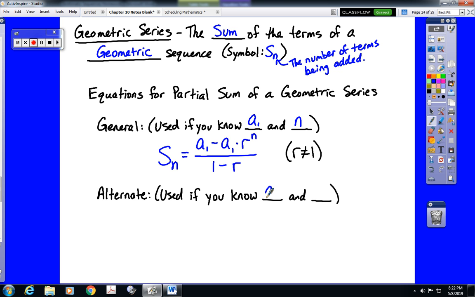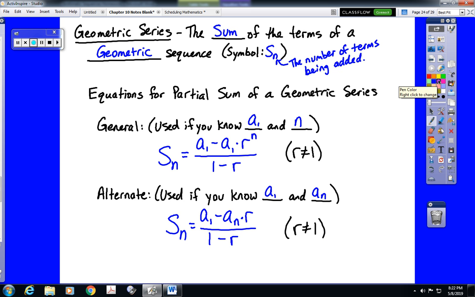Alternatively, if we know the first term and the last term, we can use a slightly different version of the equation: a sub 1 minus a sub n times r, over 1 minus r. Again, r cannot equal 1. And again, if r equals 1, that's a pretty uninteresting sequence and series. Okay? So let's do some examples. Again, the big question you ask yourself is, do you know the last term? If you know the last term, you will use the bottom version. If you do not, you'll use the top version.